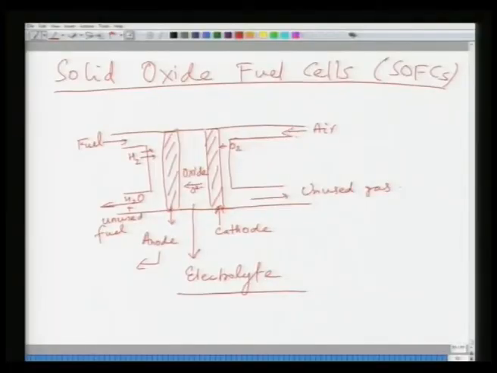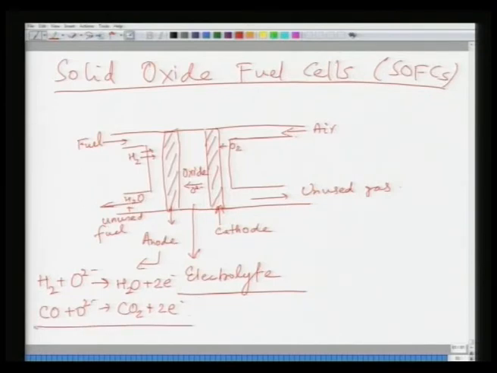The reactions which take place are, at the anode, if you have hydrogen as a fuel, H2 plus O2 minus giving rise to H2O plus 2 electrons, and if you have CO, then CO plus O2 minus gives CO2 plus 2 electrons. This is your anodic reaction, and your cathodic reaction would be O2 plus 4e giving 2O2 minus.